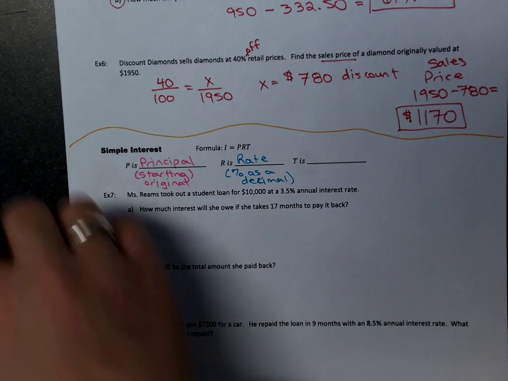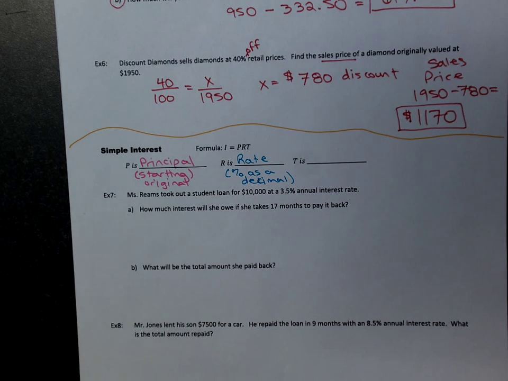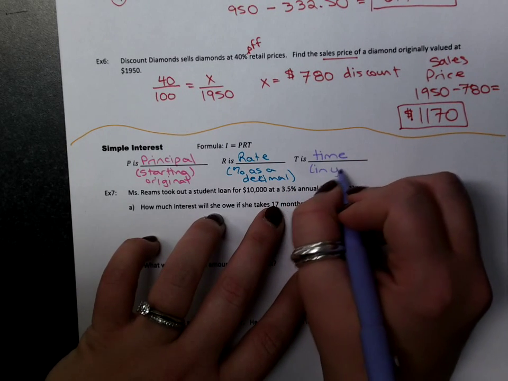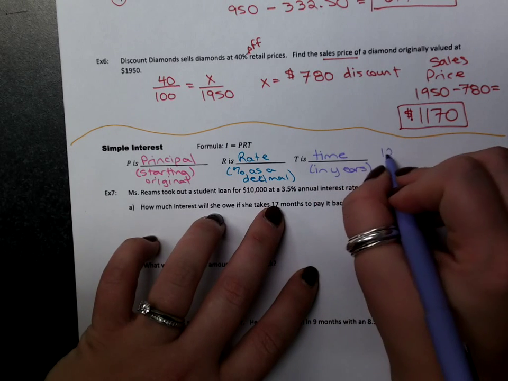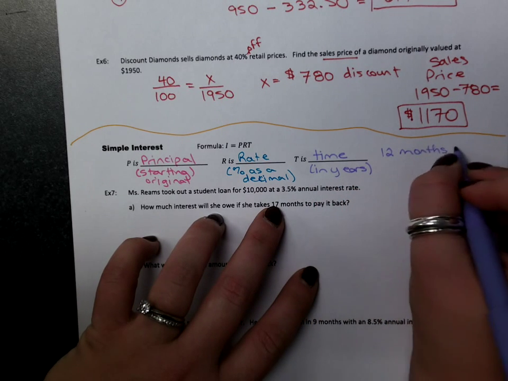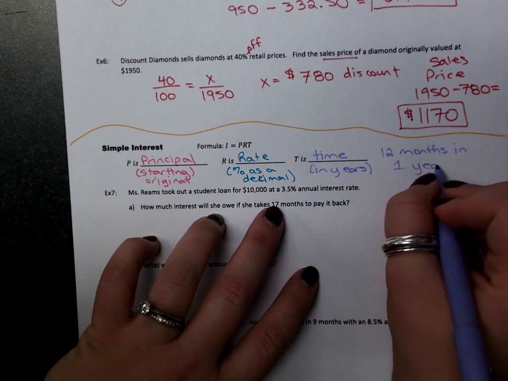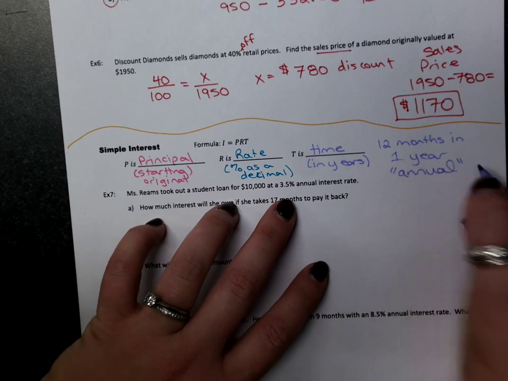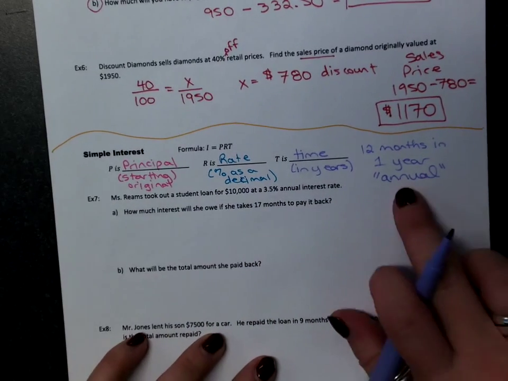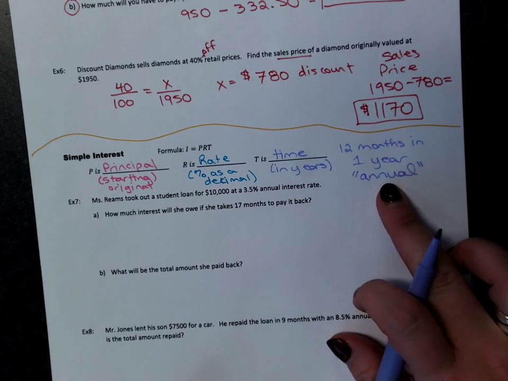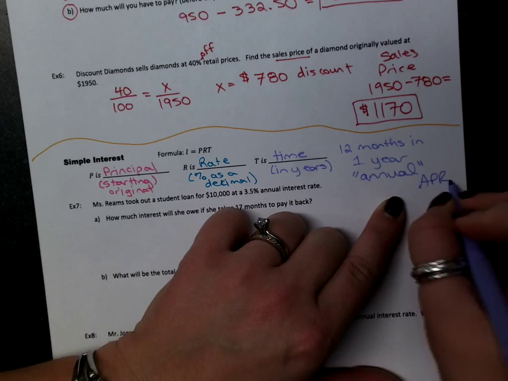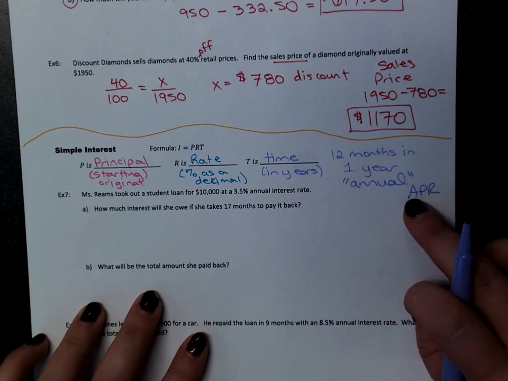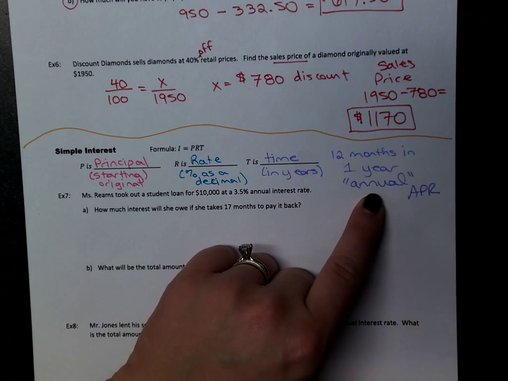And then the T, this is the tricky part. T is time, and it's always in years. And you need to remember that there are 12 months in 1 year. So the word annual, and you might already know this, the word annual means year. So when you see an annual interest rate, sometimes you'll see APR. That stands for annual percentage rate. So annual means every year, that's how much interest they're going to charge.